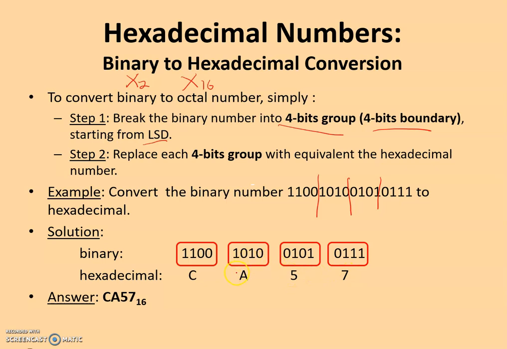This is 5. This is 10. Okay. This one, 10, 11, 12, right? Because this one is 2 to the power of 3, which is 8. This one is 2 to the power of 2, so it's 4. Okay. So it's 12 in decimal. So 12 is actually C, right? So you get CA5716.